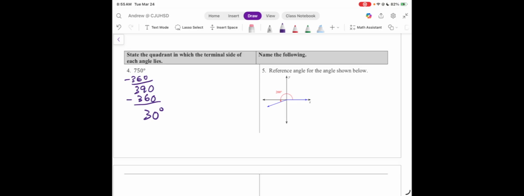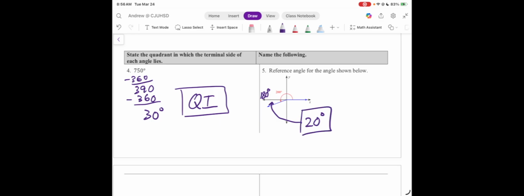Now, that's not the answer. It says, state the quadrant in which the terminal side of each angle lies. 30 degrees is in quadrant 1. Number 5, name the following. The reference angle for the angle shown below. So we have 200 degrees past 180, how far? We went 20 degrees past 180, and there's our reference angle.